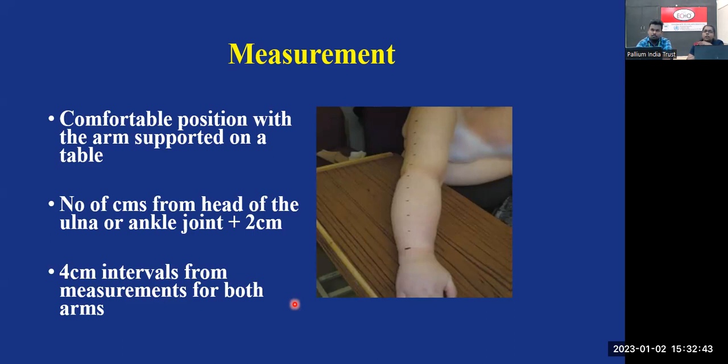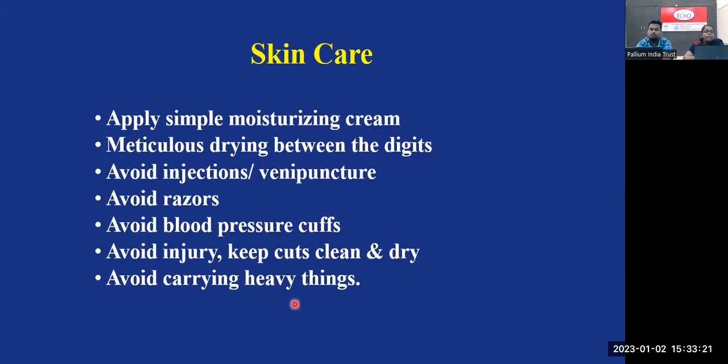The first measurement is from the head of the ulna plus 2 centimeter, then every 2 centimeter. For the upper arm, the first measurement is from the head of the ulna plus 2 centimeter, then from that point every 4 centimeter. For the lower limbs, ankle joint plus 2 centimeter, then every 2 centimeter, every 4 centimeter. We have a video on that. I'll show you later. So this is how we take a measurement.